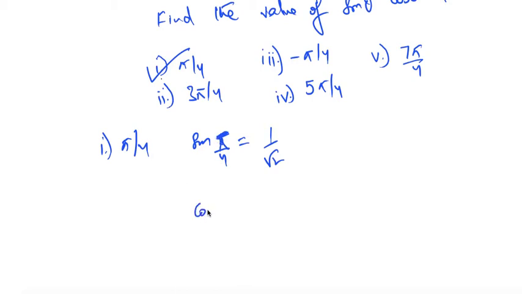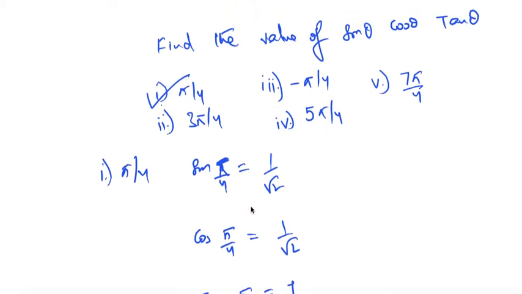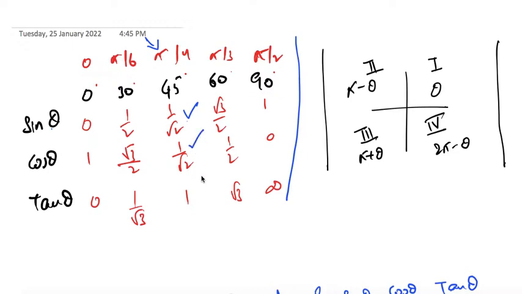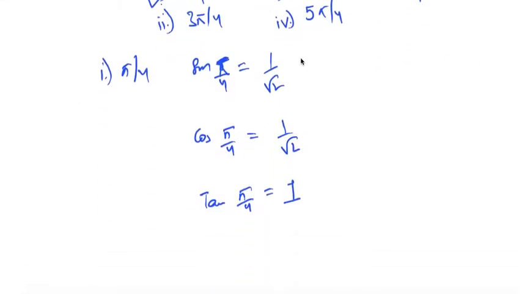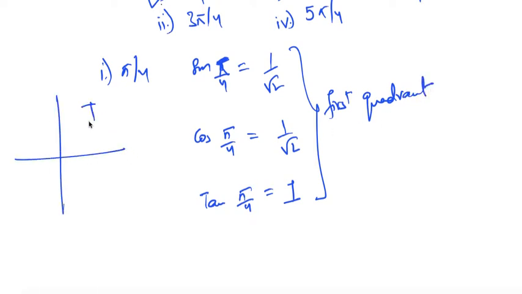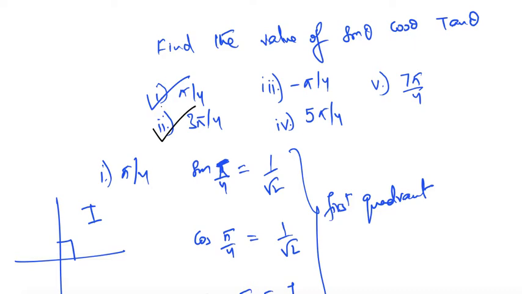Similarly, cos pi by 4 is equal to 1 by root 2 and tan pi by 4 is equal to 1. Same values, 1 by root 2 and 1, from this table. Now this was the case of the first quadrant. First quadrant means this quadrant. Now the next part is 3 pi by 4.